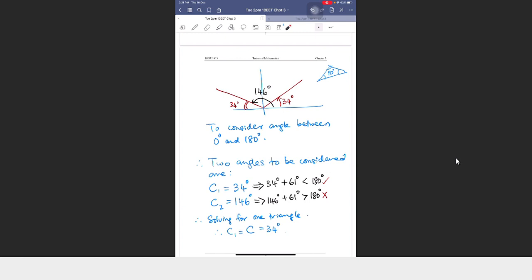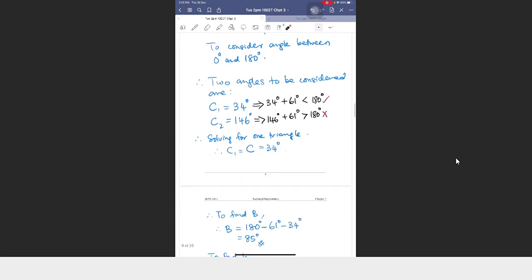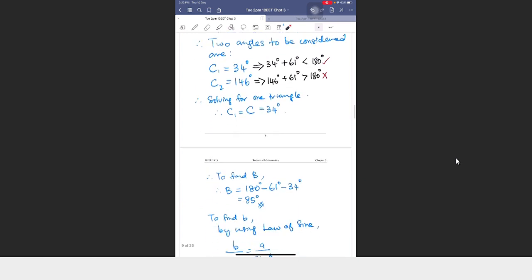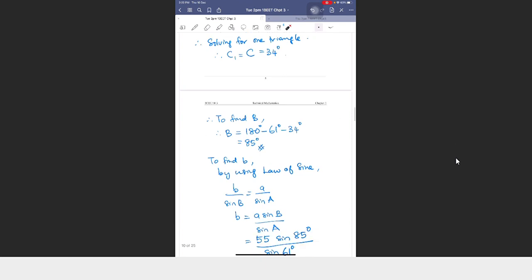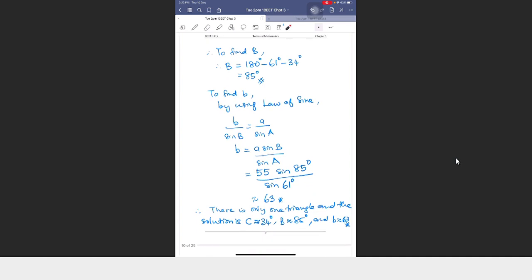So the first angle here, 34, you accept, and that 146 degrees here, you reject. So you only consider solving for one triangle. Hence, to find the third angle, you just subtract those two angles from 180 degrees. So you get the third angle. Then using the law of sine, you can find the last missing length or side.